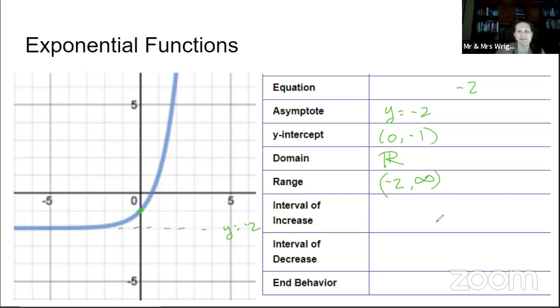The interval of increase, yes, this is increasing. So my interval is negative infinity to positive infinity. Interval of decrease is none. And behavior, as x is approaching infinity and as x is approaching negative infinity. All right, so as x is approaching infinity, what is y doing? Y is increasing. So y is approaching infinity as well. And as x is approaching negative infinity, what's y doing? Y is decreasing, so negative infinity.